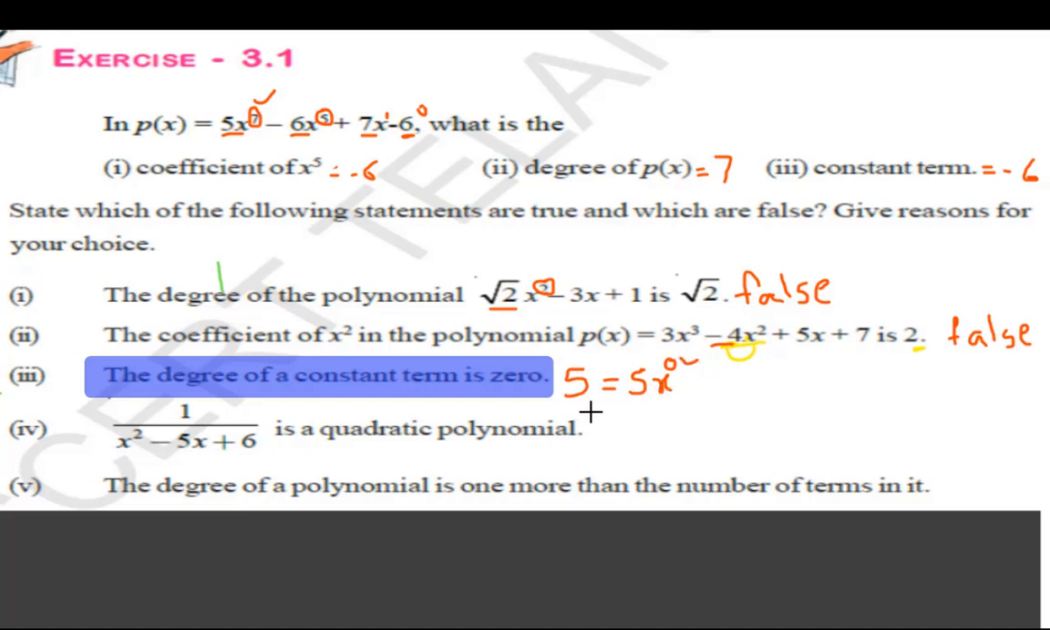So like this, every constant term can be written as the product of that constant term and some variable with power 0. So therefore we can say the degree of a constant term is 0. So therefore this statement is true.